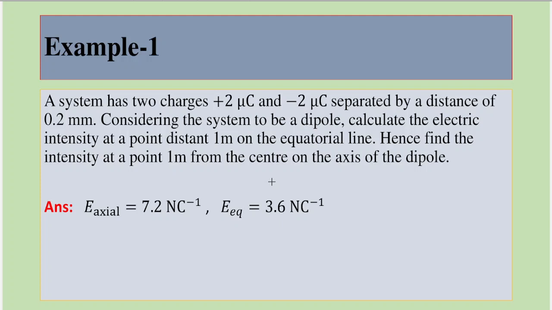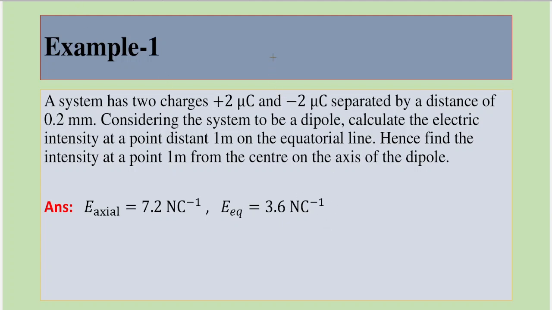Hello everyone, let's do some numericals based on electric dipole. Question says a system has two charges, plus 2 microcoulomb and minus 2 microcoulomb, separated by a distance of 0.2 millimeter. Considering the system to be a dipole, calculate the electric intensity at a point distant 1 meter on the equatorial line. Hence, find the intensity at a point 1 meter from the center on the axis of the dipole.